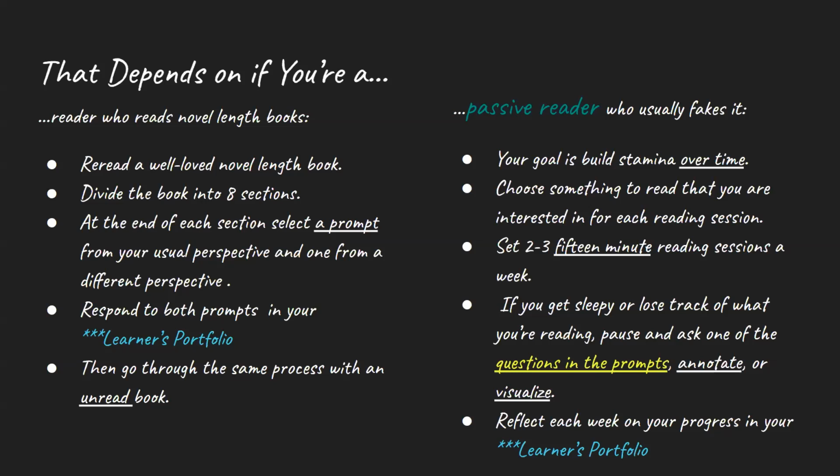Now, if you're a passive reader who usually fakes it, the last thing I want to do is give you another opportunity to fake read. Your goal is going to be to build stamina over time, because again, your brain's not broken, but you do need to build up some novel length stamina. That's probably the biggest thing you're missing right now. You want to choose something that you're interested in. I don't care what it is. It could be a magazine, it could be a book, it could be something online, but choose something that has some paragraph density. Don't just scroll through a feed. Because again, you're wanting to build your eye stamina and your brain stamina.